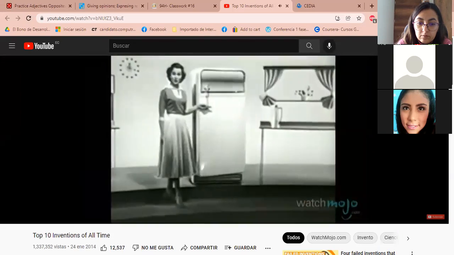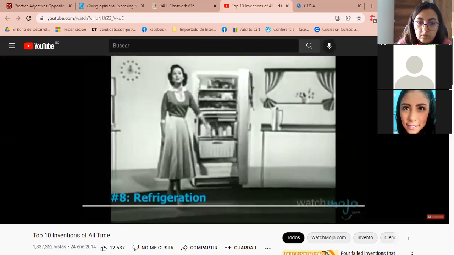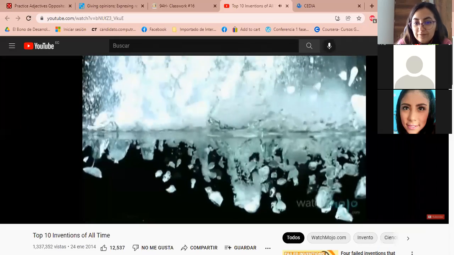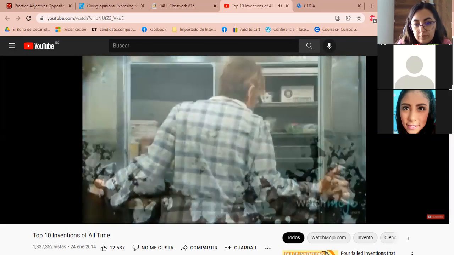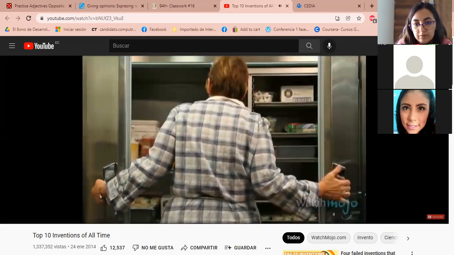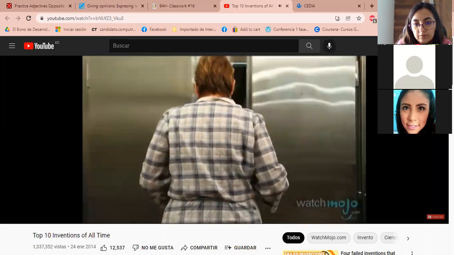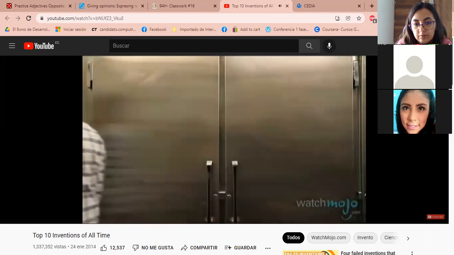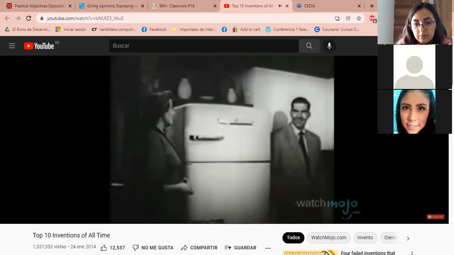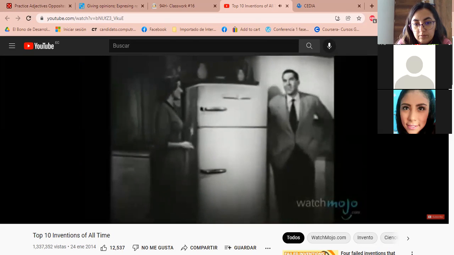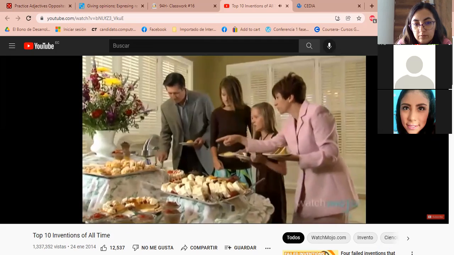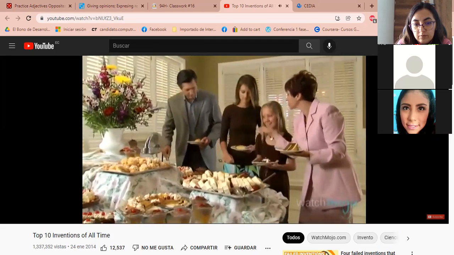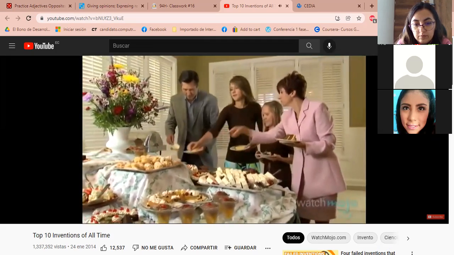Number 8, refrigeration. Though ice was used since prehistoric times to prevent food from spoiling and developing bacteria, the concept of refrigeration was only developed in earnest starting in the mid-1700s. The process was then refined and improved, changing the way the food industry transports and stores food. The implications of this discovery are far-reaching as it transformed the way we eat and live.